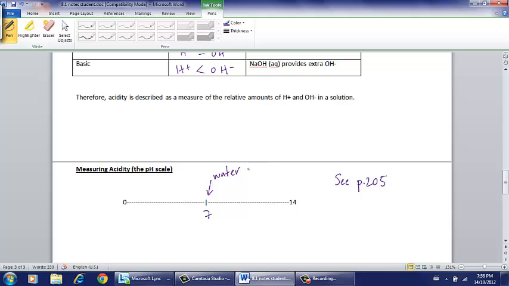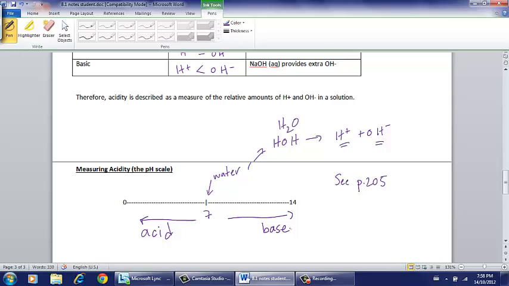Water is, and I'm just going to draw this up here, HOH. That's just another way of writing H2O, and HOH will break down into H plus and OH negative. So it has both H plus and OH negative ions, but it has equal numbers. It'll always break down into one H plus and one OH negative, so it'll come out completely neutral. For something to be less than 7, it is an acid. So going this way on the scale is more acidic. Going this way is more basic, so the bases would fall over here.